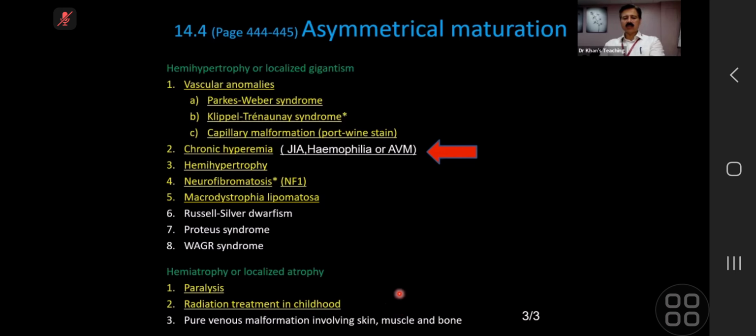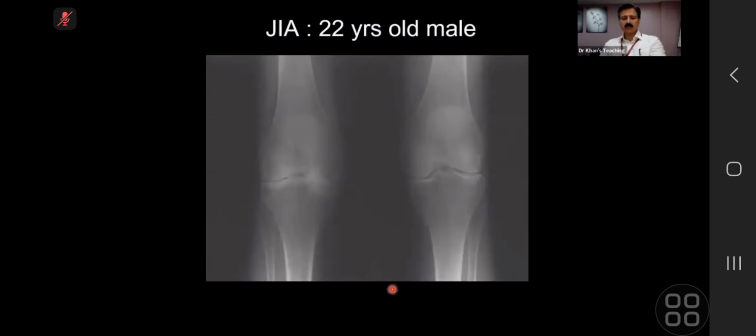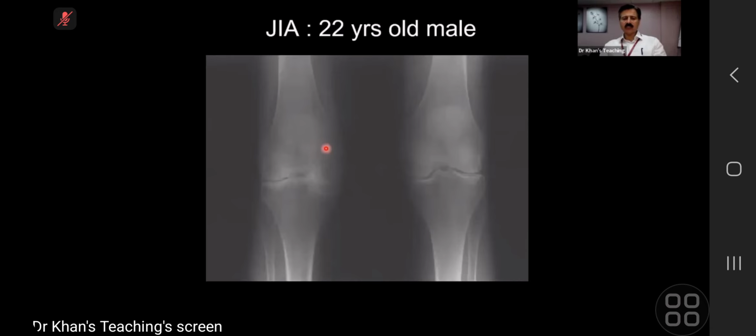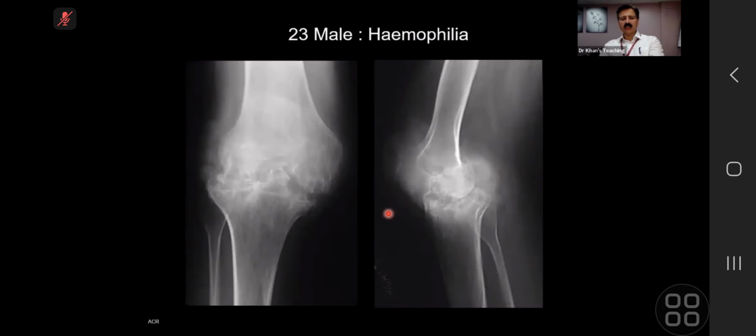And then look at this film. Again, I tell you that these kinds of films are extremely important for the exam. Bilateral knees. If you look carefully, there is asymmetry between the two, but on each side, look at this epiphysis. This is larger as compared to this. Look at this notch, which has widened. These are secondary changes, right? On this side, this is larger as compared to the left, but not as large as this side. And so this is a 22-year-old male with JIA.